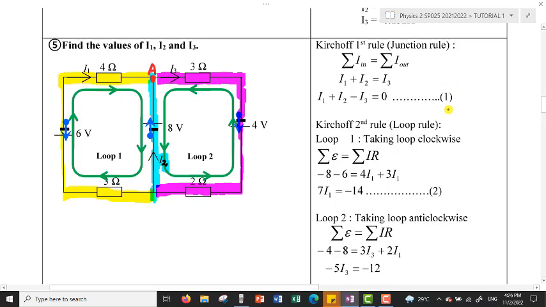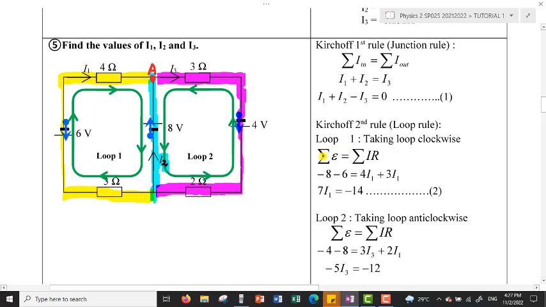Then we need to get another 2 equations in order to solve the question. We are going to apply Kirchhoff's second rule for loop 1 on the left hand side and loop 2 on the right hand side. We consider loop 1 first. We are going to travel the circuit loop clockwise. As usual, we draw the direction of EMF. The direction of EMF for the 6 volt is from negative to positive. This is the direction of EMF for the 6 volt, this is for the 8 volt, and we draw the direction of EMF for the 4 volt. The direction of EMF is always from negative to positive.